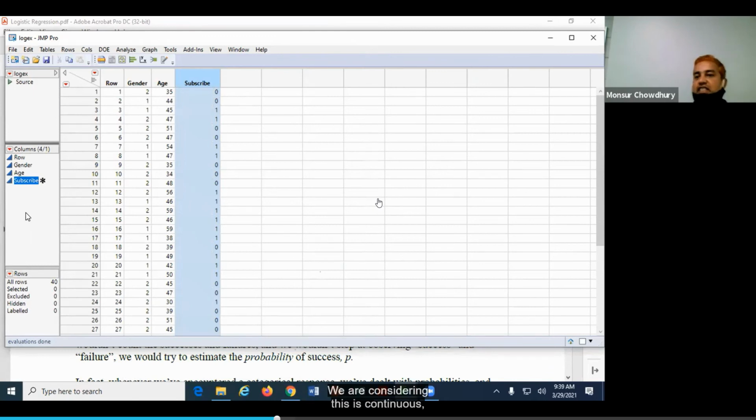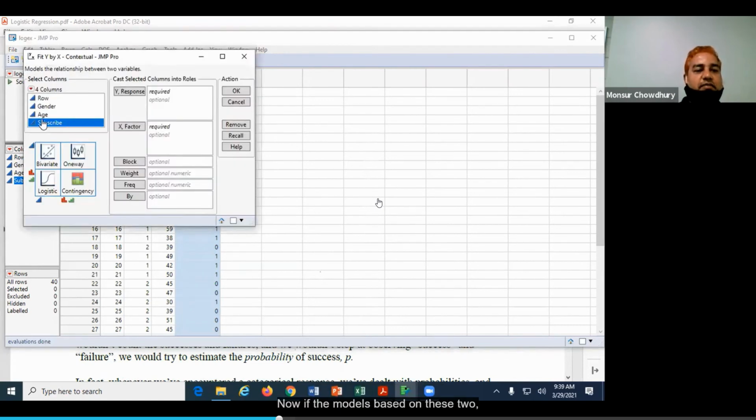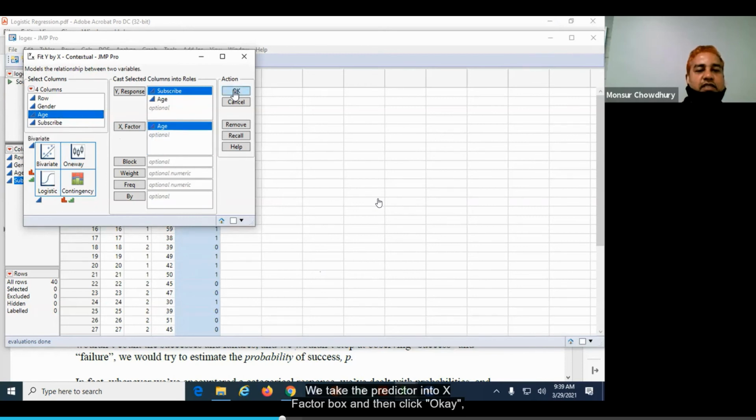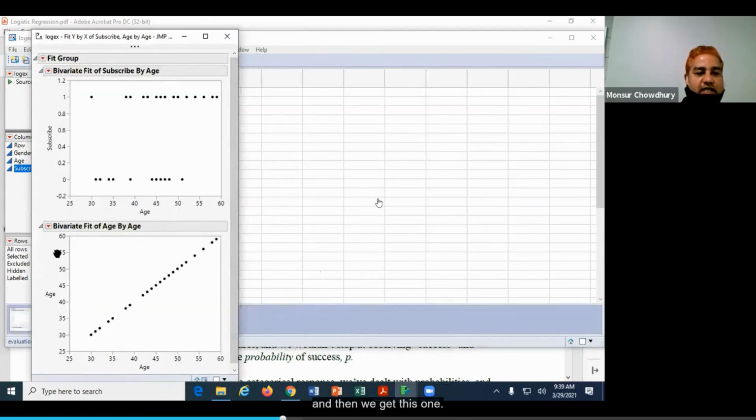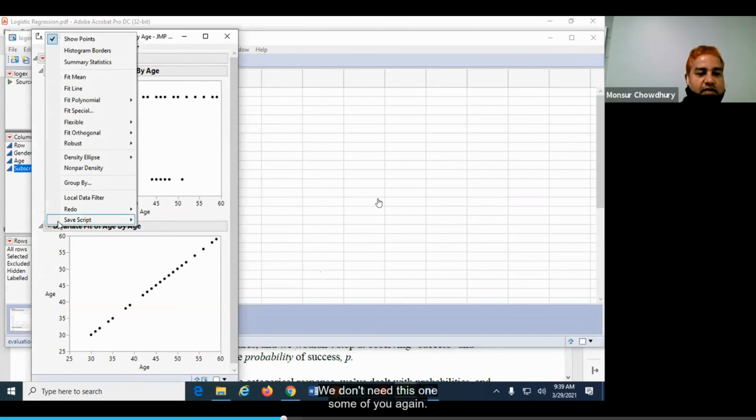We are treating this as continuous, but we know this is categorical response data. Now we fit the model with subscribe as our response variable and age as our predictor. We drag the predictor into the X factor box, click OK, and then we get this output. We don't need this one, so maybe we can remove it.